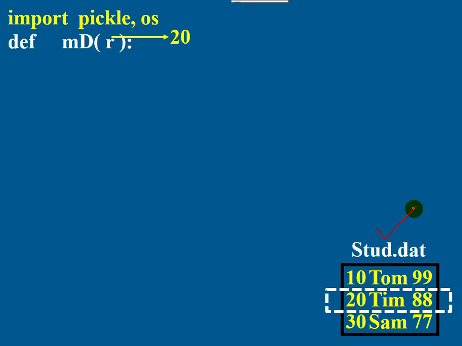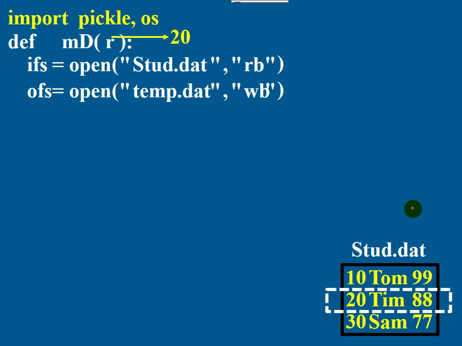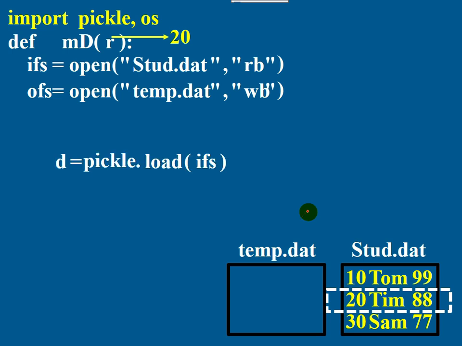Step 1. The file must be opened for reading purpose. A temporary file must be opened for writing purpose. So this is that temporary file. One record is read from this binary file and it is stored in variable D. So D will contain one record.